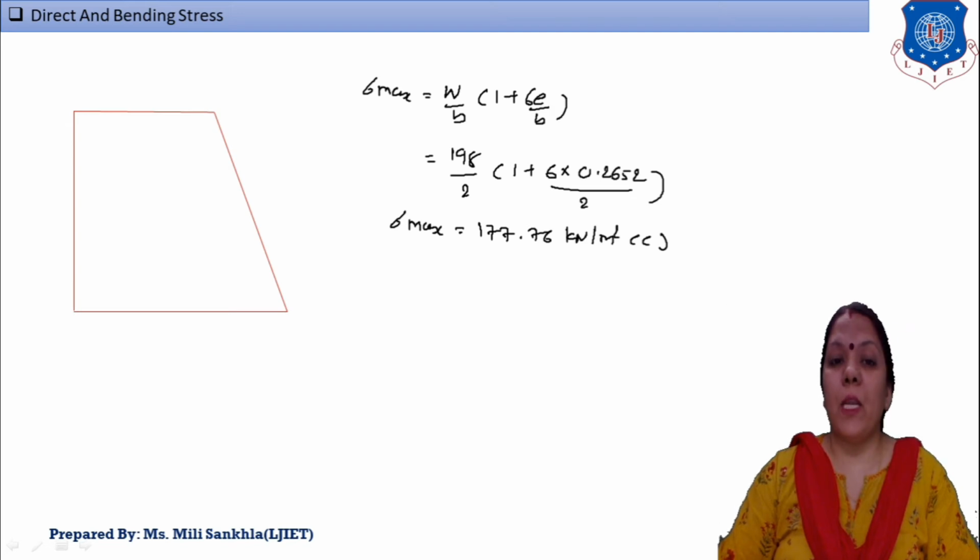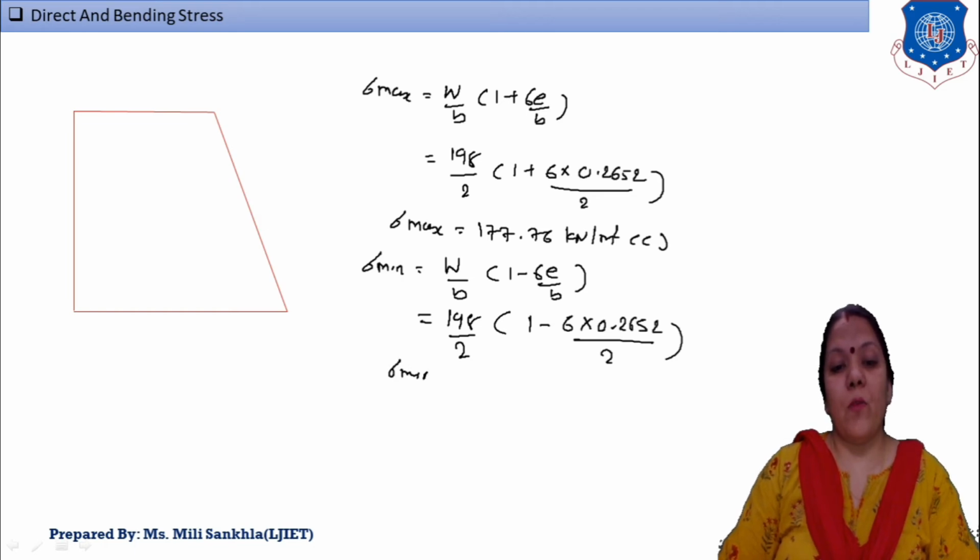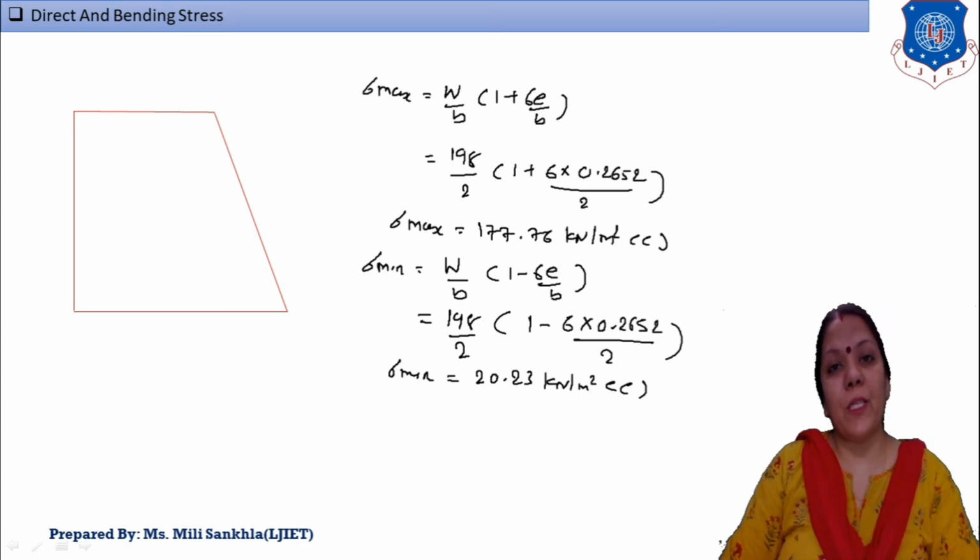Now we find out sigma minimum. Sigma minimum is equal to capital W by B into (1 minus 6E by B). Now what is capital W? Capital W is equal to 198 divided by 2 into (1 minus 6 into 0.2652 divided by 2). Now my answer of this sigma minimum is equal to 20.23 kilonewton per meter square, and this answer is again positive, so here we write compressive force.